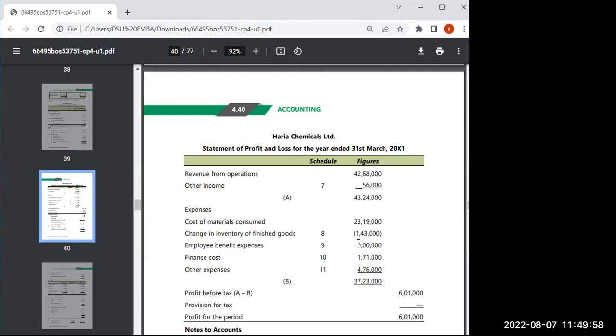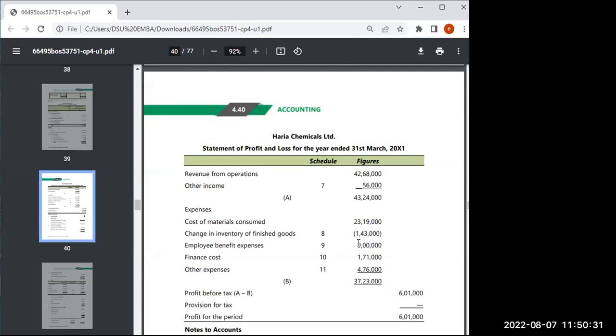Second part is expenses. Point number 3, expenses. What are the expenses you have to take? There are 7 expenses. One is cost of material consumed. Second one is purchase of stock in trade. Third one is change in inventory. Fourth one is employee benefit cost. Fifth one is finance cost. Sixth one is amortization, depreciation. Seventh one is other expenses. If you take all these 7 total, that is called total expenditure.